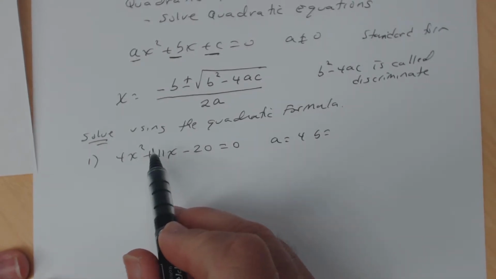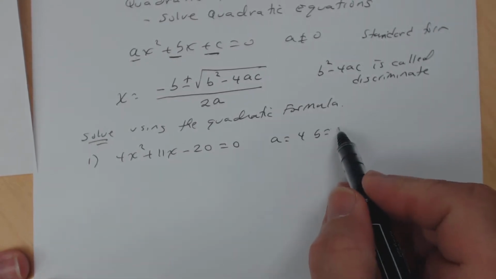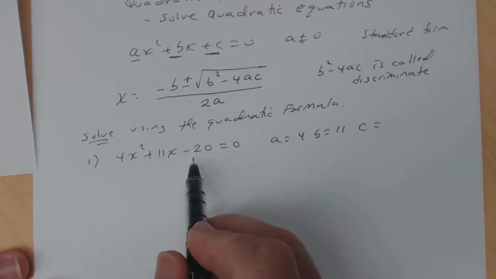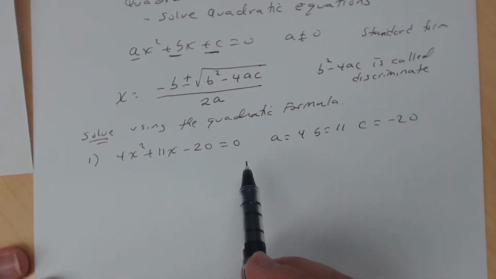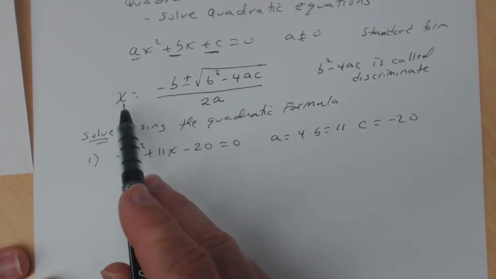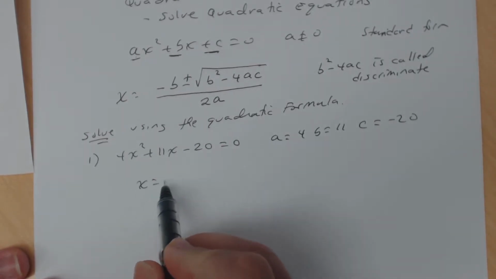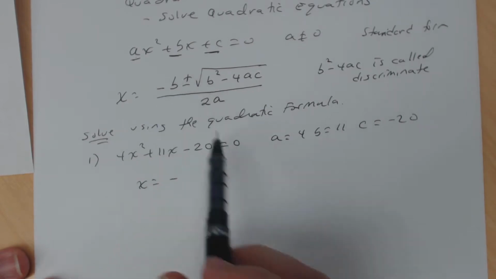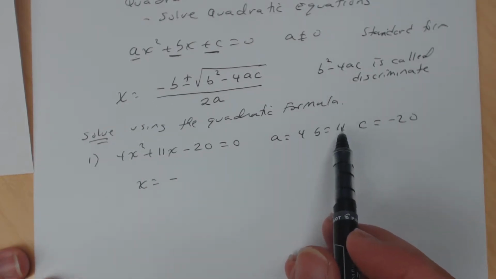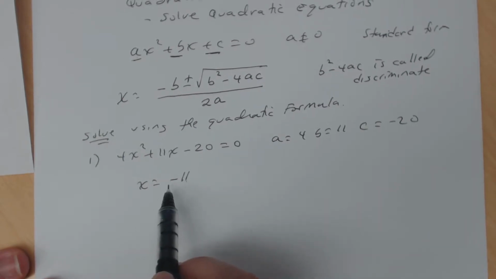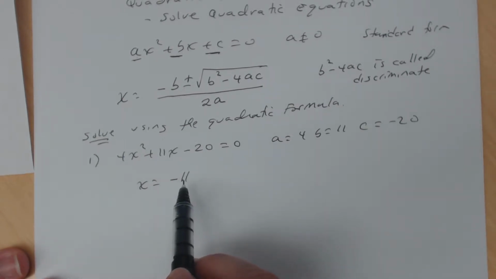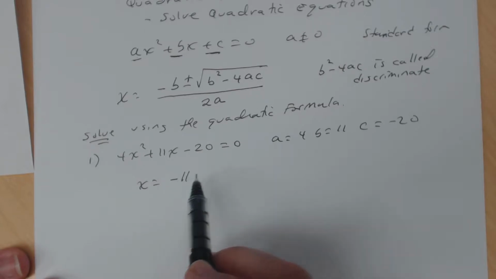In this case, b is 11, positive 11. And c is your constant. In this case, it's a negative 20, not a 20. Make sure you keep the sign. It's a negative 20. So that's your a, b, and c. Now we're going to plug it back into the formula. So we get x equals the opposite of b. If b is 11, then the opposite of 11 is negative 11. So you get negative 11.